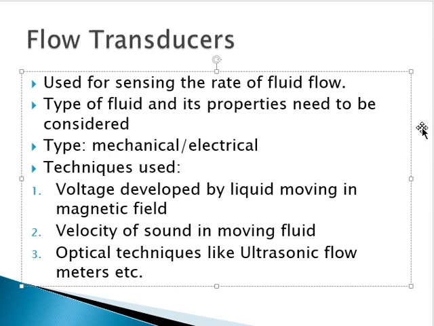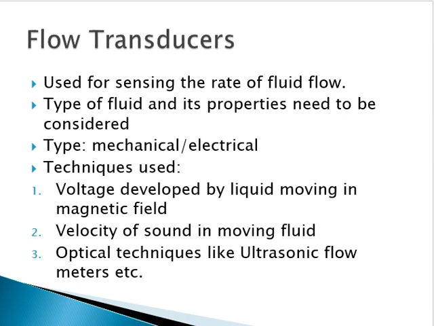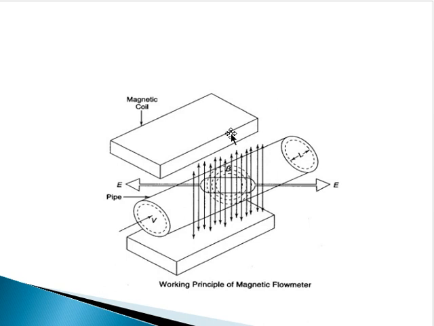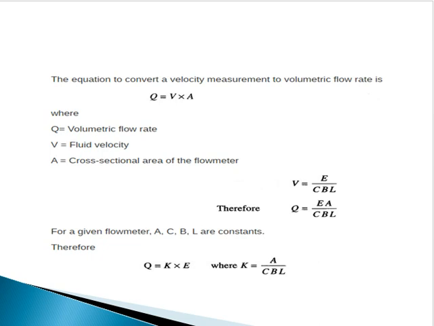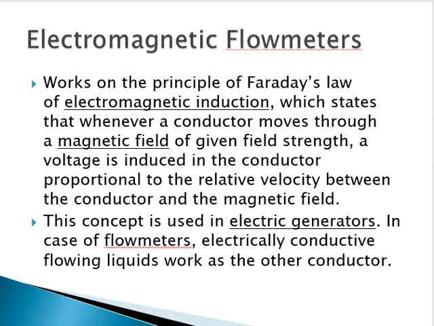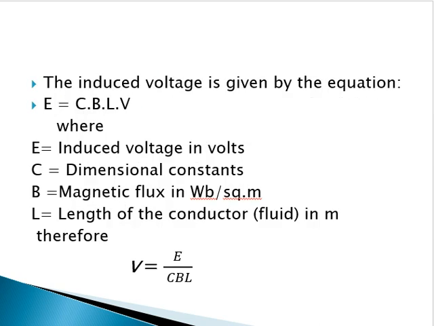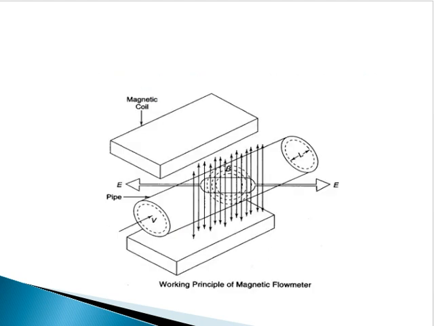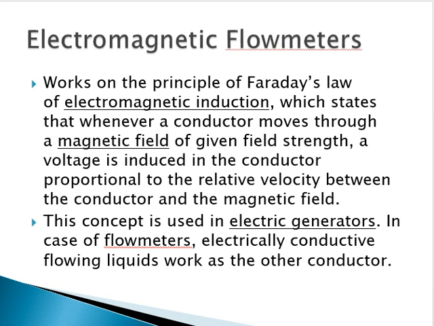We will see this flow transducer in the next lecture. Just see the diagram. This is the diagram of a magnetic flow meter that we have to see, but before that we have to see the different equations mentioned here, which show how the flow is measured. We will start from this slide in the next lecture.